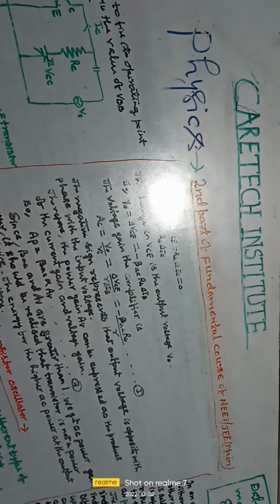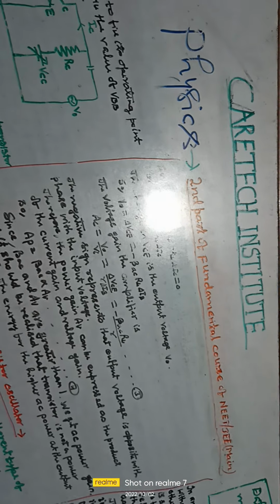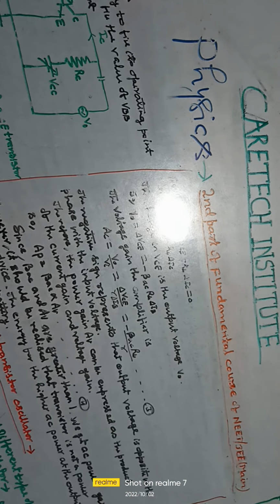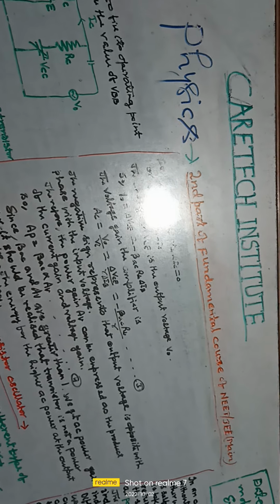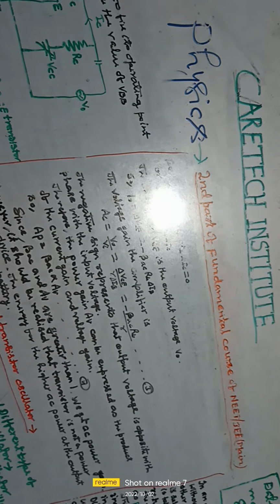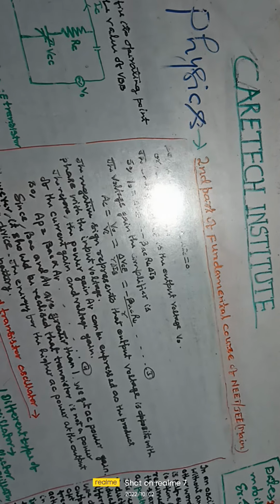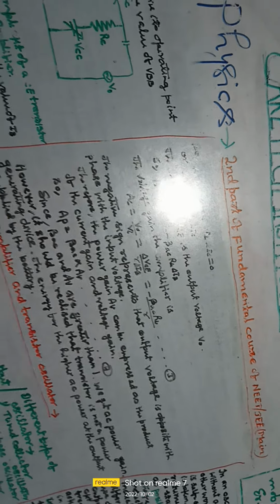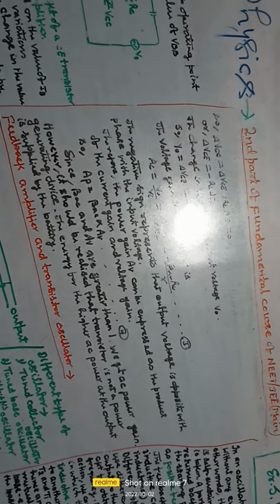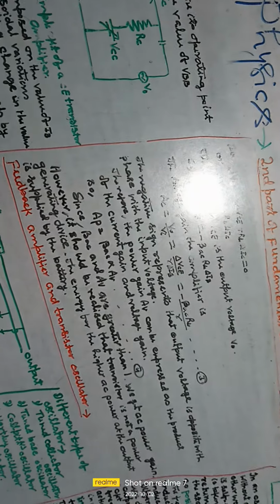The change in VCE is the output voltage V0. So, V0 equals delta VCE equals minus beta AC RL delta IB. The voltage gain of the amplifier is Av equals V0 by Vi equals delta VCE by R delta IB equals minus beta AC into RL by R. The negative sign represents that the output voltage is opposite in phase with the input voltage.